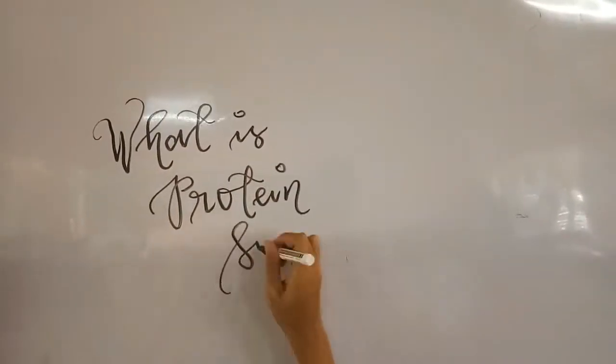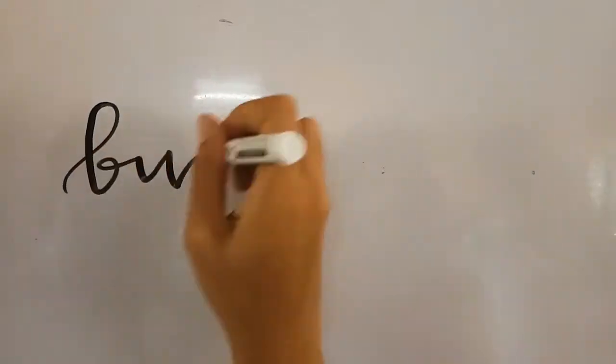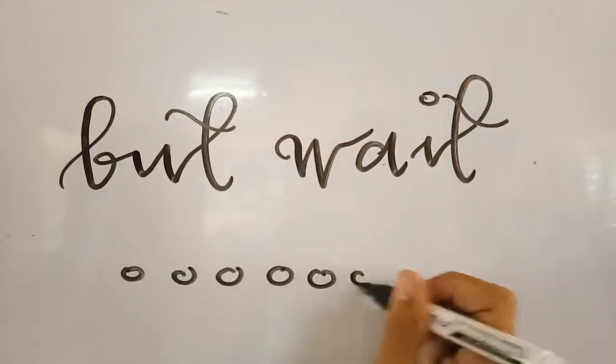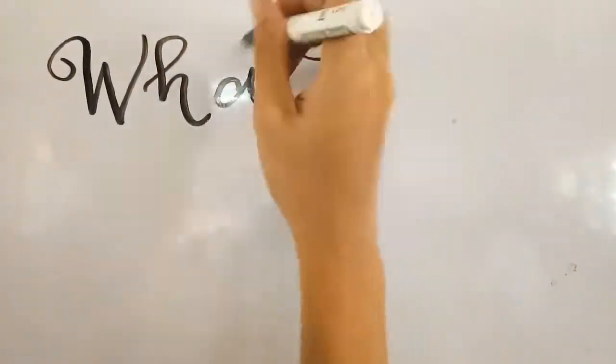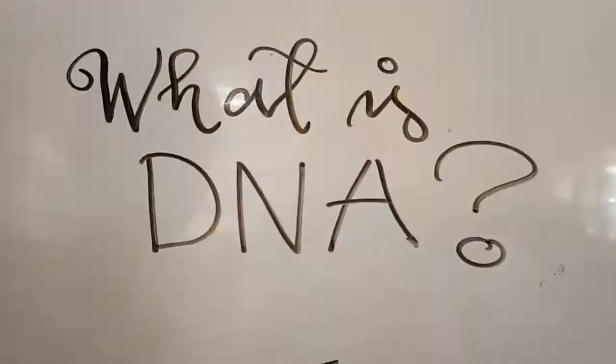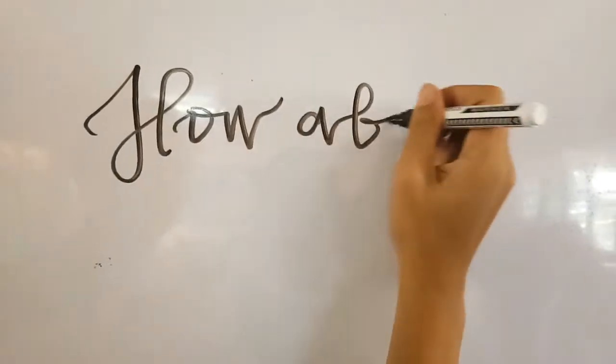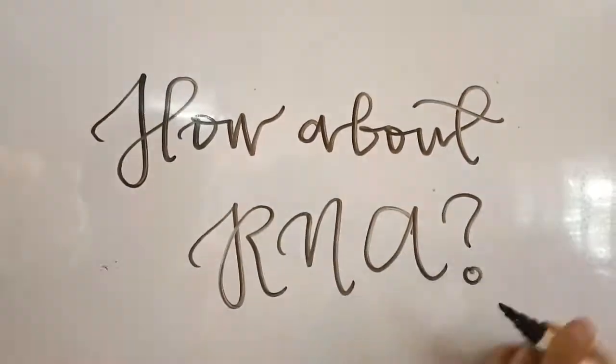What is protein synthesis? Protein synthesis is a process in which proteins are produced. This process will happen with the help of DNA and RNA. What is DNA? It is a double helix strand with 4 nitrogenous bases. What is RNA? It is a nucleic acid that functions in protein synthesis.